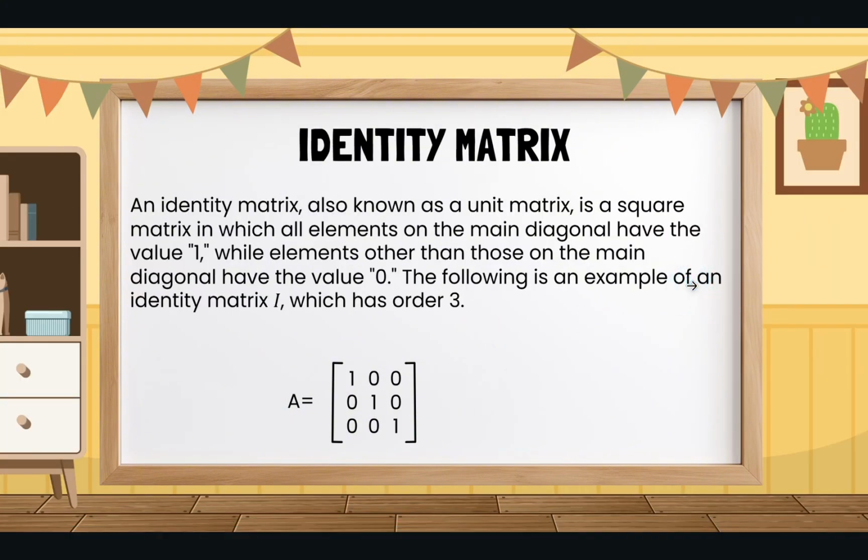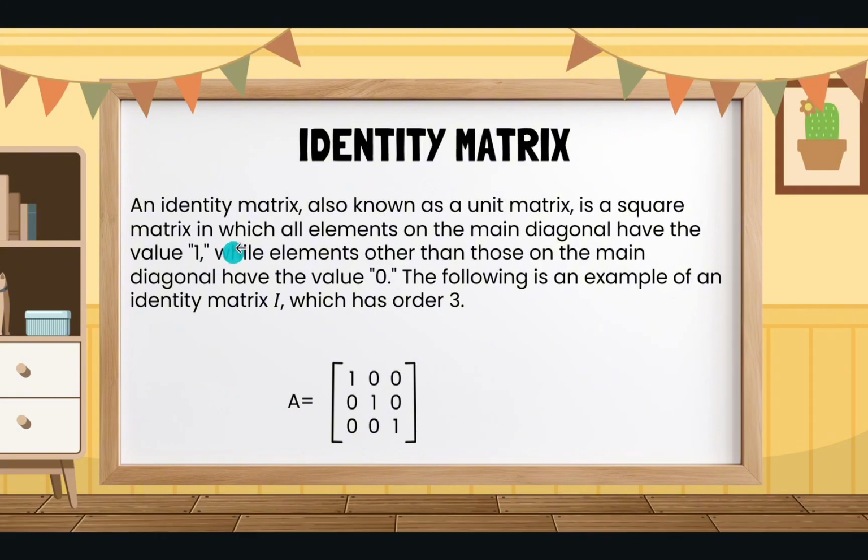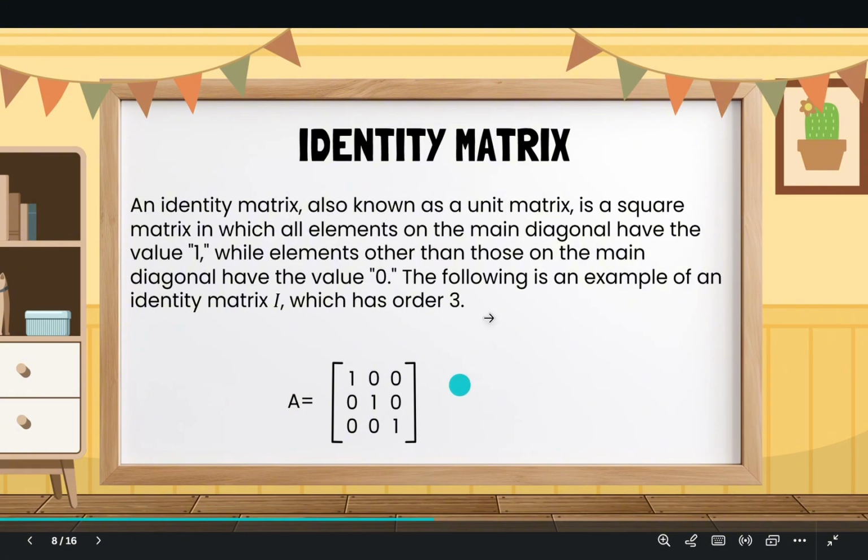And then next we have identity matrix. It's actually the same as a diagonal matrix, but the difference is it only contains 1 and 0. The number 1 replaces all the values on the diagonal, so the diagonal is all 1. And it always has an order of 3 times 3. So keep it in mind.